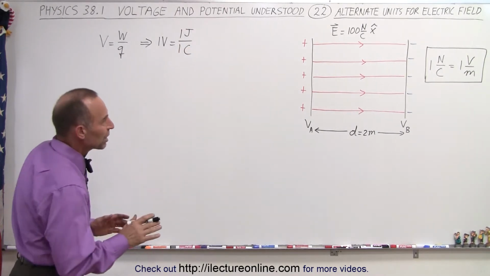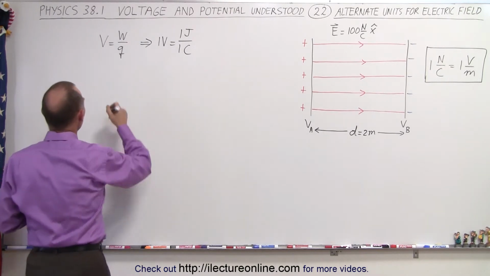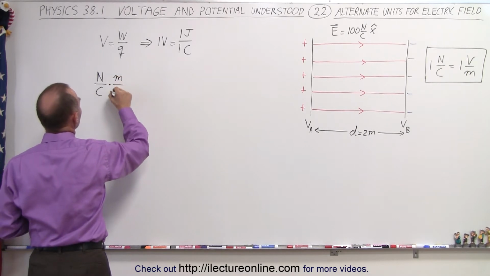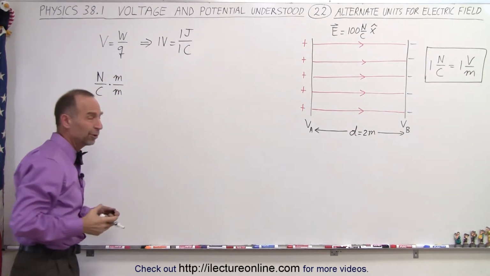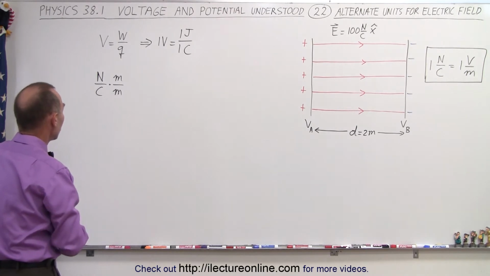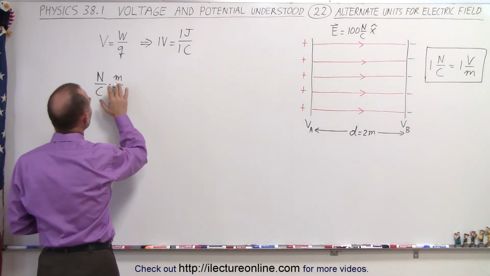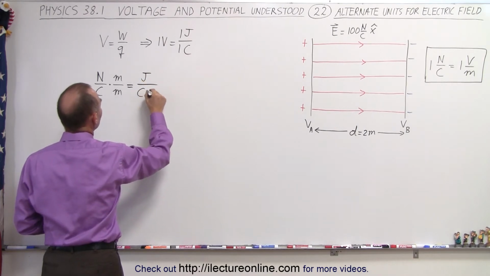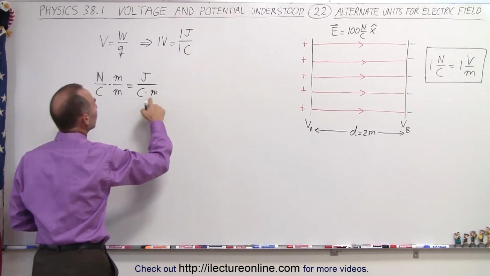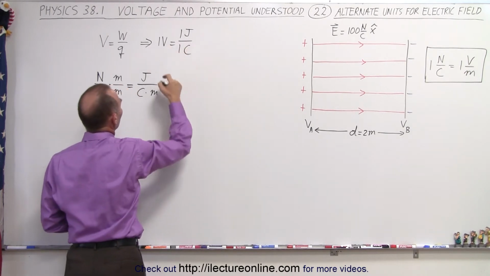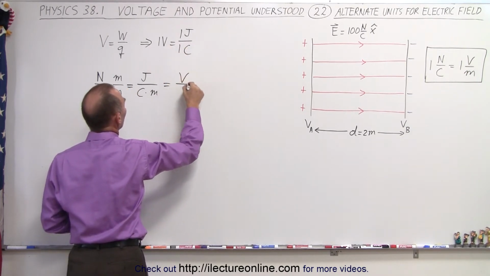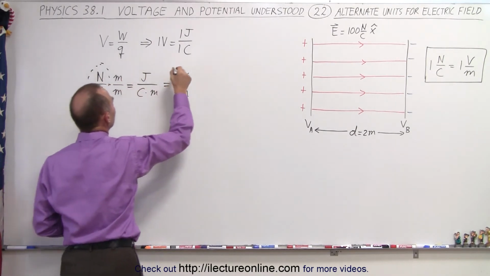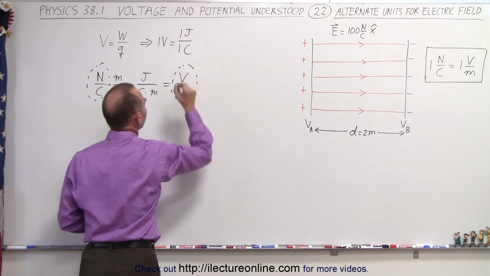So what we can do here is take 1 newton per coulomb, and multiply both the numerator and the denominator by meter. So we have meter divided by meter, which still gives you the same as before. But we know that a newton meter is the same as a joule. So that's a joule divided by a coulomb times meter. And by definition, we know that a joule per coulomb is the same as a volt. So that can be written as a volt per meter. So in other words, the newton per coulomb can be converted to volts per meter.